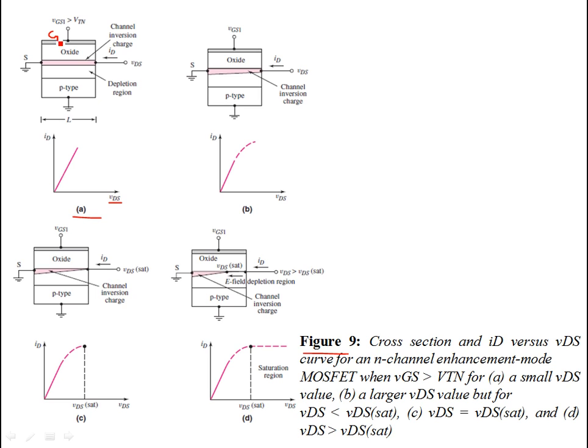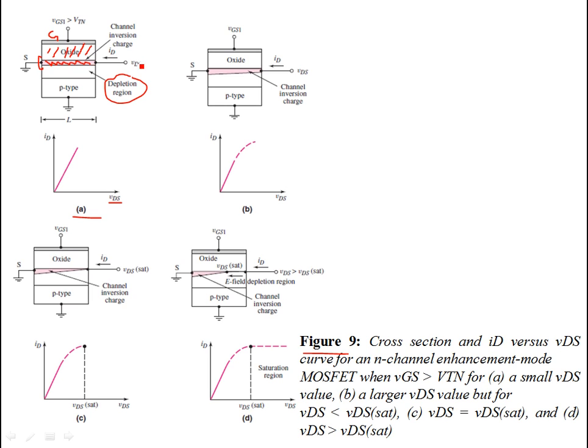This is your gate terminal. Then you have the oxide. The oxide is the dielectric between the gate metal and the semiconductor, which is p-type. So this is an NMOS MOSFET. You see you have an inversion layer over here, and the thickness of this layer indicates how much charge density you have.